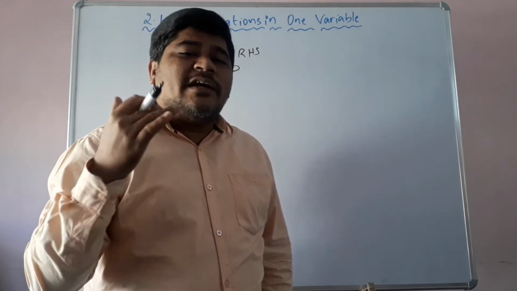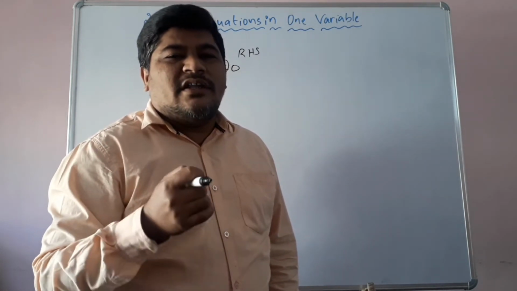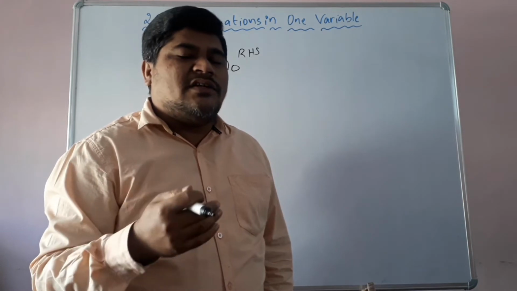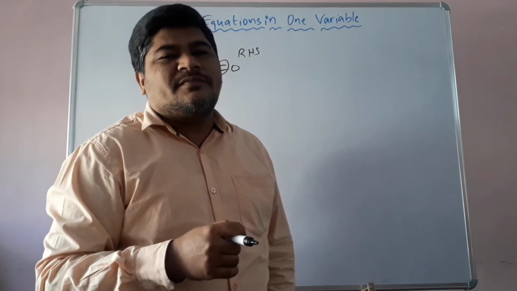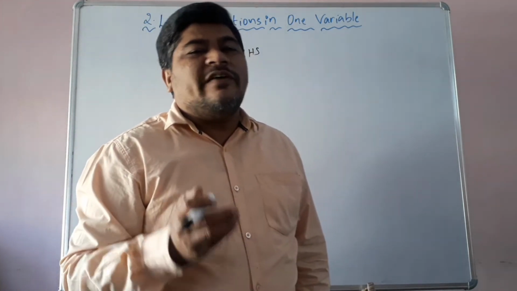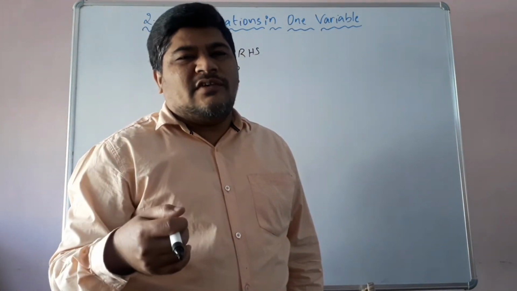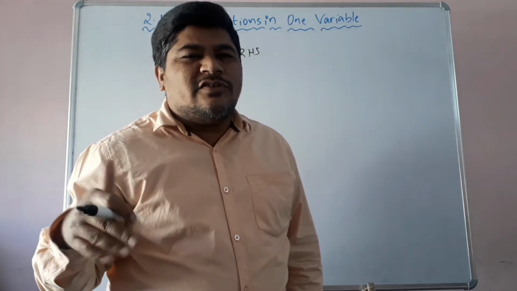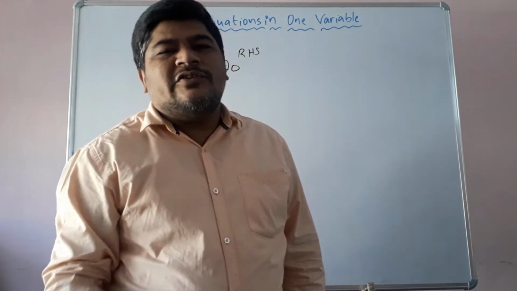And children, the value of the variable which satisfies the equation, satisfying means making LHS equal to RHS, the value of x which satisfies the equation is called a solution of the equation.